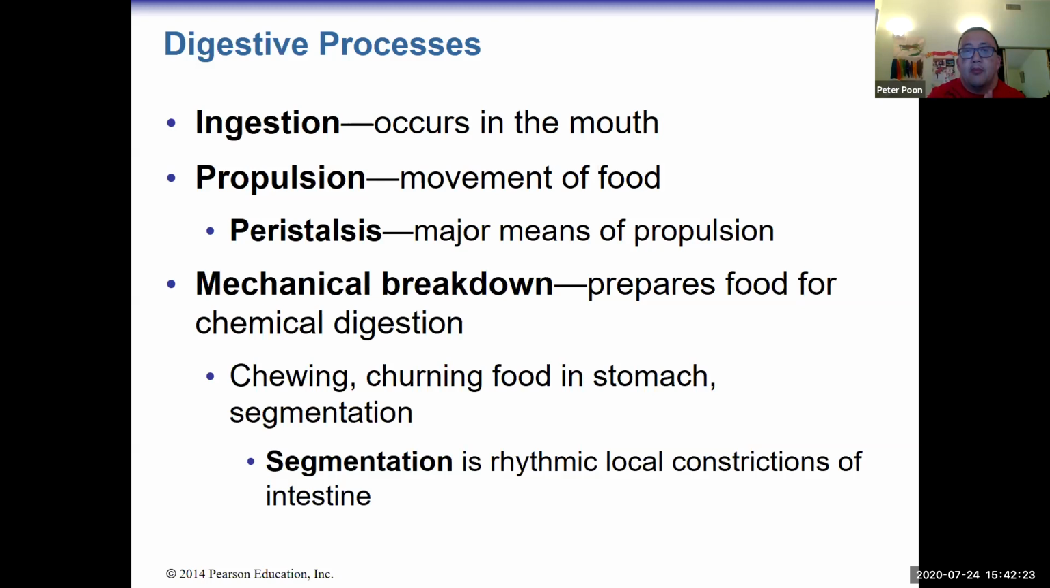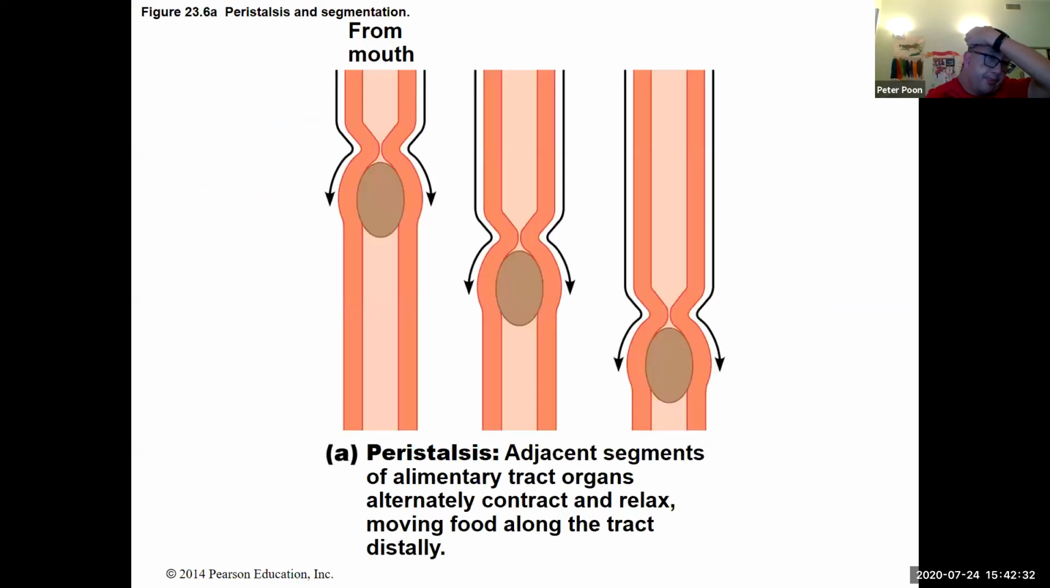The major movement of food is actually peristalsis. Let me show you what that is. This is peristalsis. It's the rhythmic pumping of the food down the digestive tract.